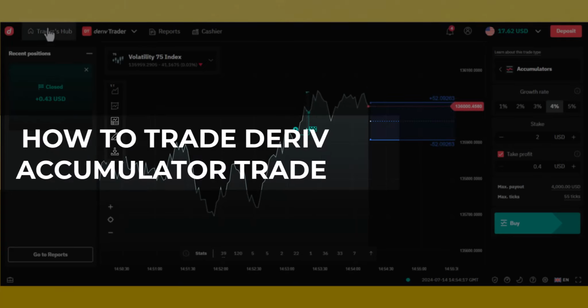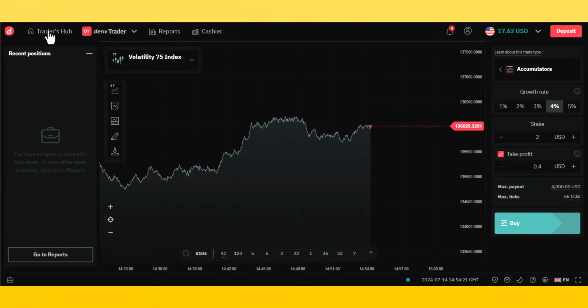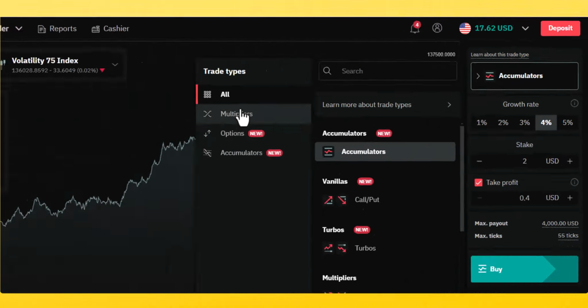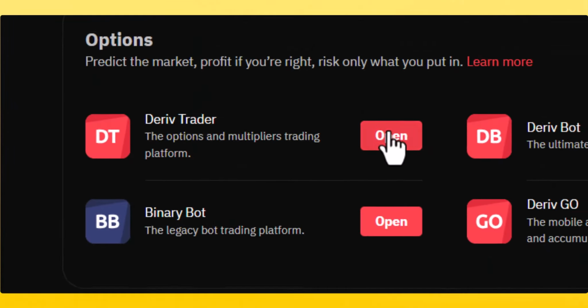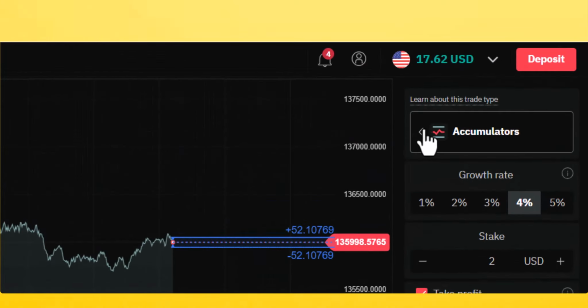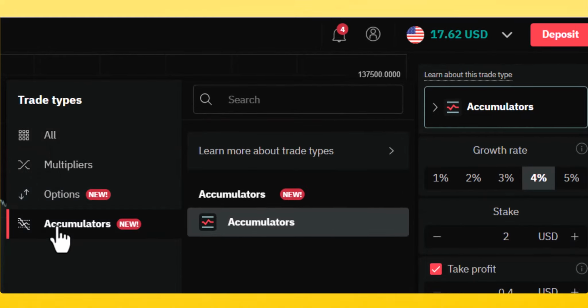Deriv has introduced quite a number of trading tools on the Smart Trader series. Today, I want to show you the accumulator trading style. All right, so you go to your D trader from here, locate your trading type drop down menu here. You would find it in the accumulator section. It is on its own category.